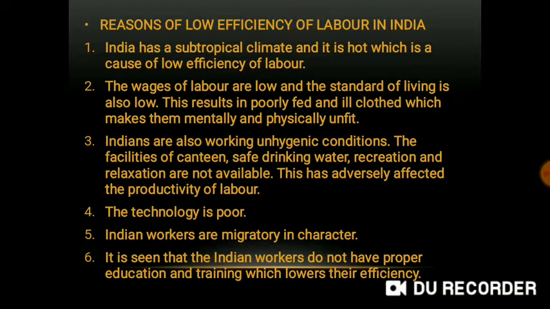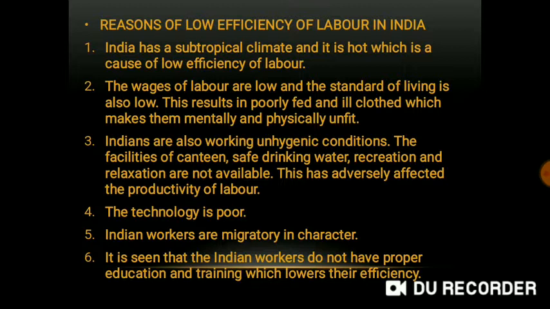The first one is the hot climate. Normally in India we have the subtropical climate, which makes our climatic condition very hot. So this is one of the reasons why the workers are not able to work for more hours. As a result, the efficiency of Indian laborers is really very low. The second reason is the low wages. The wages of Indian laborers are really very low in comparison to other countries. As a result, the standard of living of these people is also very low because they are not well nourished, they are not mentally and physically strong. So, as a result, they are not able to give their 100% in the work that they are doing. So, this is the second reason for the low efficiency of labor in India.